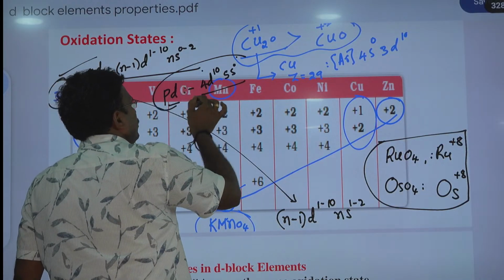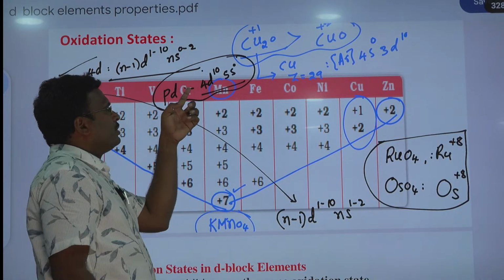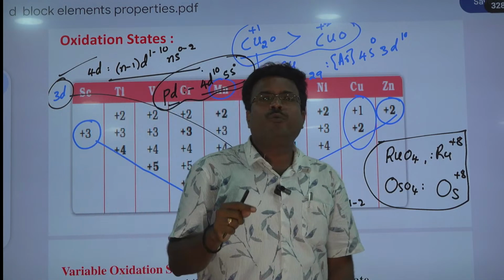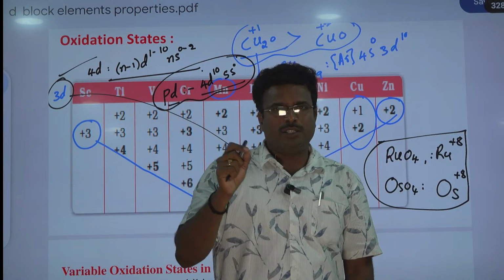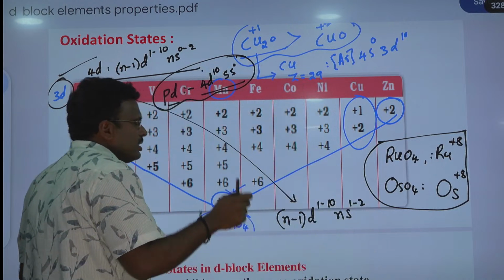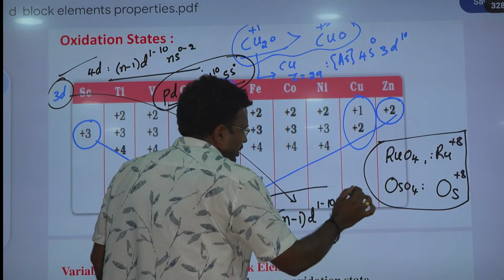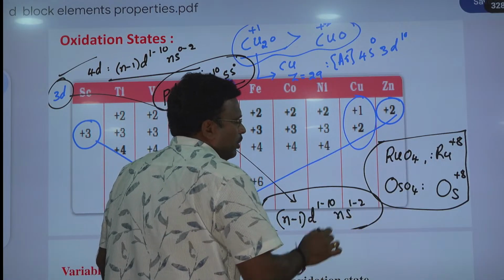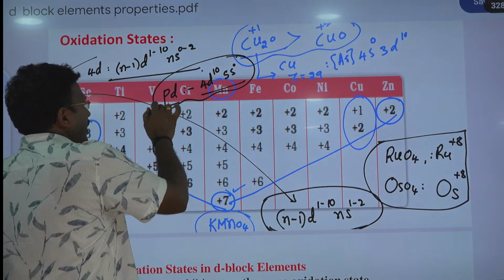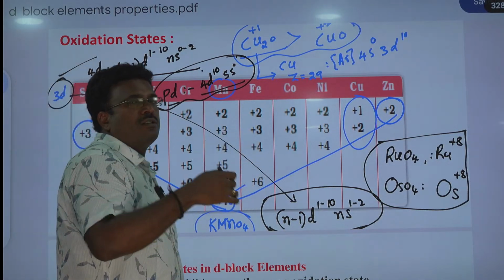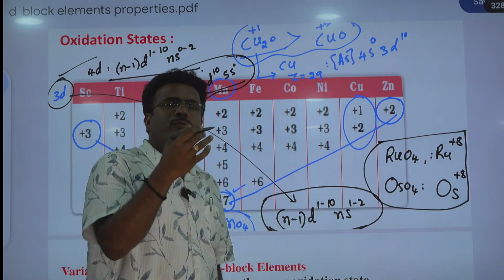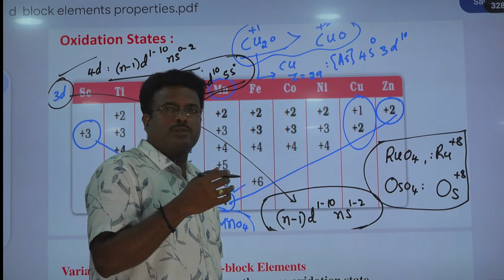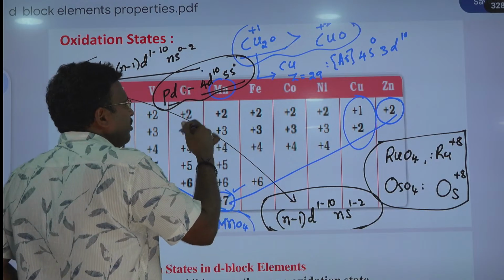Last time, I think it was a 2014 NEET question: what is the electron configuration of palladium? The outermost shell configuration of palladium is 4d10 5s0. In general configuration, we have talked about these D block elements as (n-1)d 1 to 10 and ns 1 to 2. But palladium has a special character. You know already, I think, chromium is argon 4s1 3d5, and copper is argon 4s1 3d10. So different electron configurations are there.